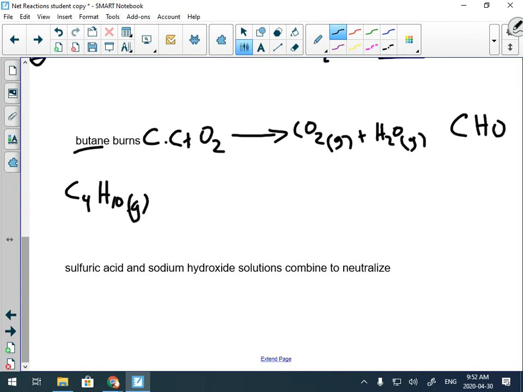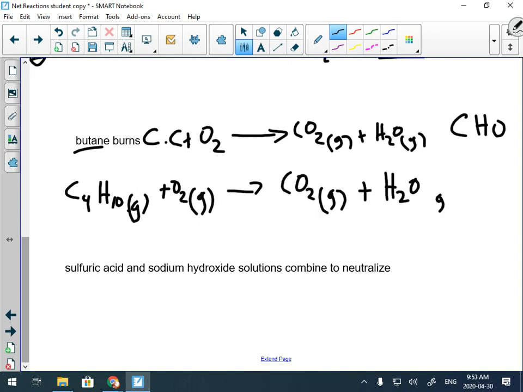And when we burn this, we need to have oxygen. This is its own special reaction. It will make carbon dioxide and water vapor. And we're going to balance this with CHO. So carbons first. We've got 4 there, 4 there. Okay, hydrogens next. We've got 10 there, 5.